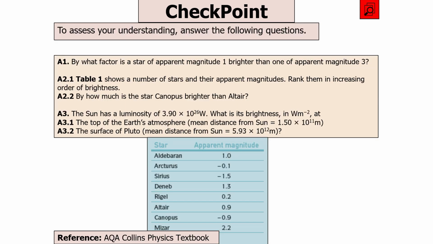The next question says, by what factor is a star of magnitude 1 brighter than one of apparent magnitude 3? The table below shows a number of stars and their apparent magnitudes. Rank them in increasing order of brightness. How much is the star Canopus brighter than Altair? Then the Sun has a luminosity of 3.90 × 10^26 watts. What is its brightness in watts per meter squared at firstly the top of the Earth's atmosphere and then secondly at the surface of Pluto? So pause the video now, then unpause the video when you want to go through your answer.